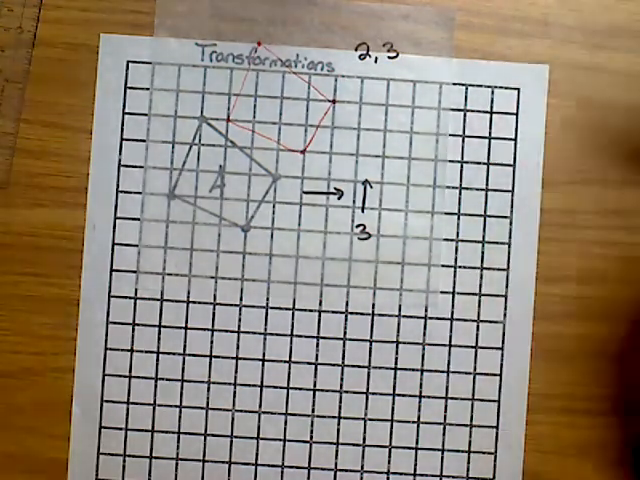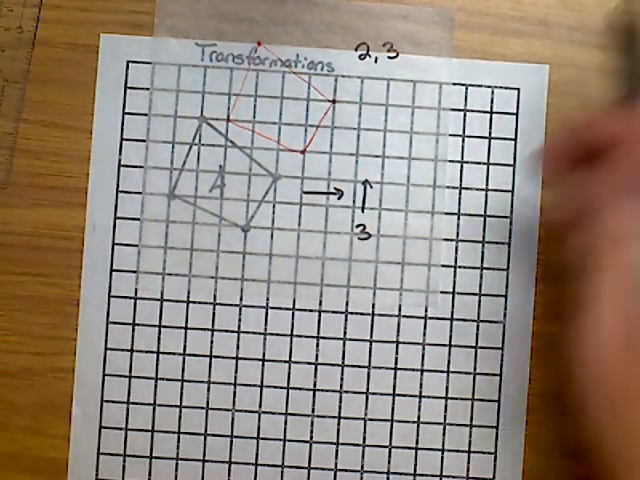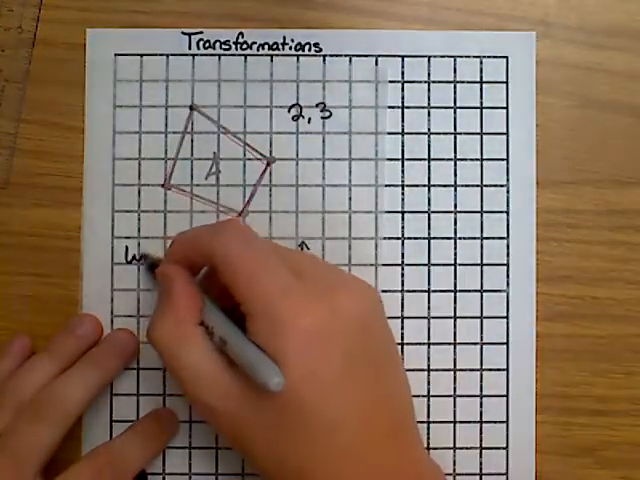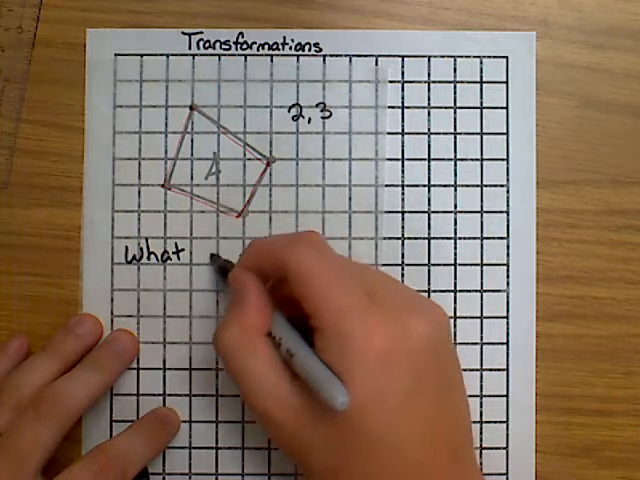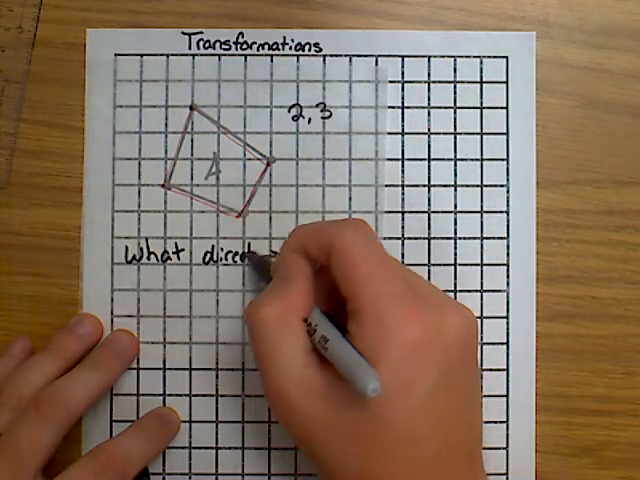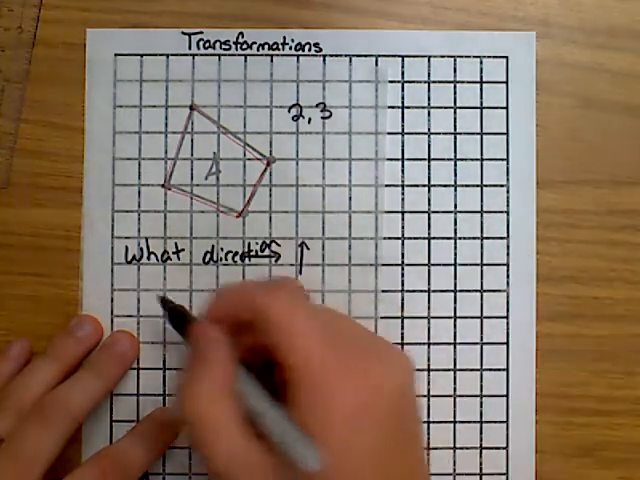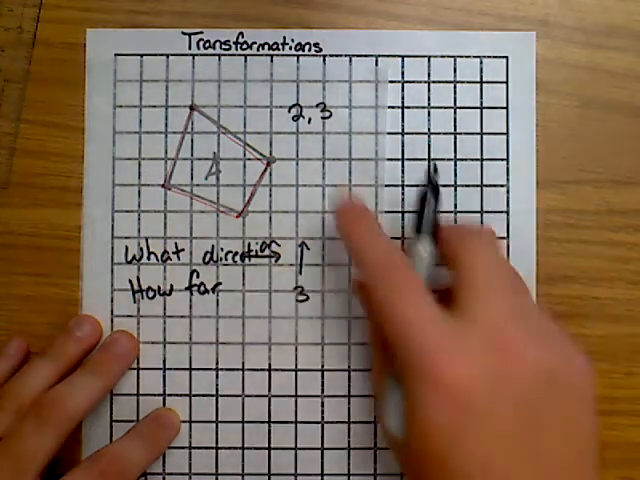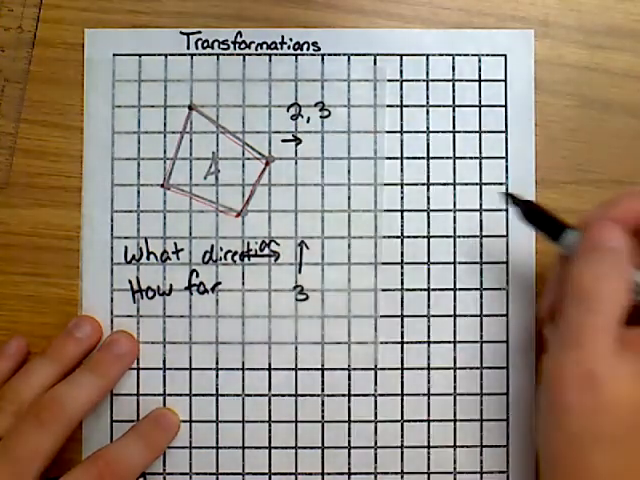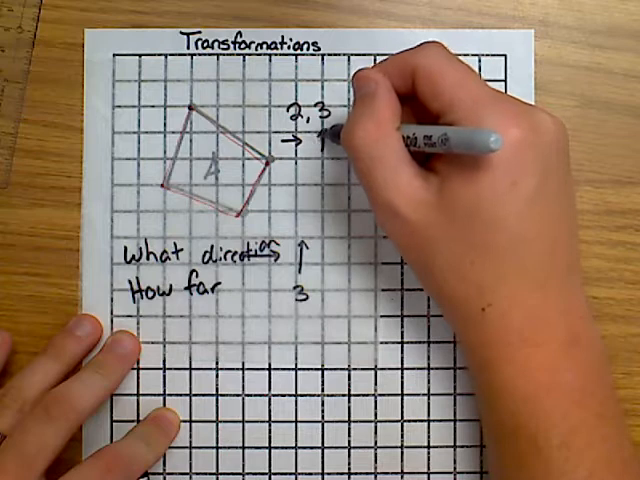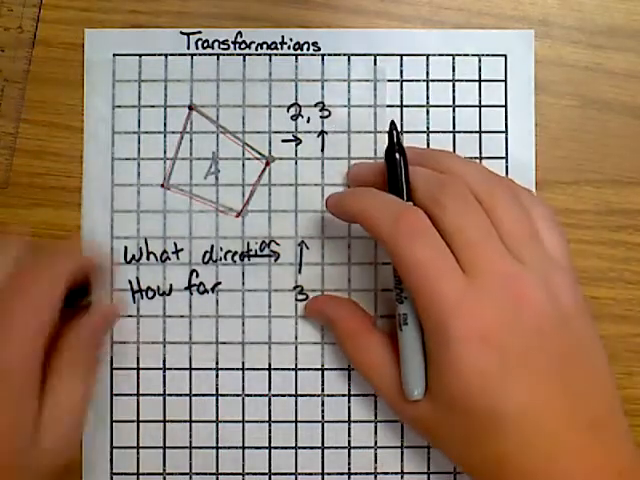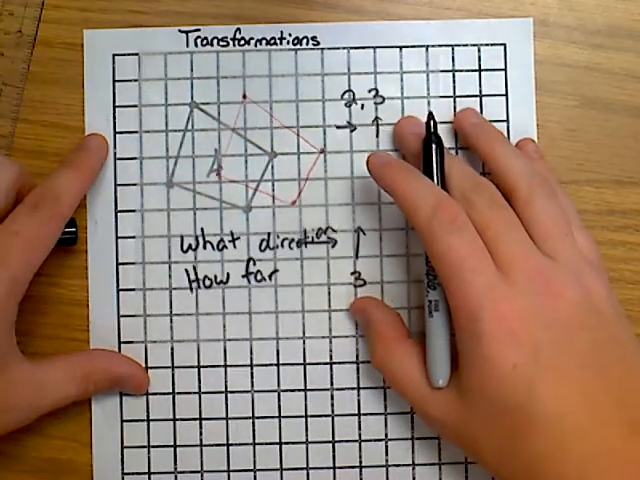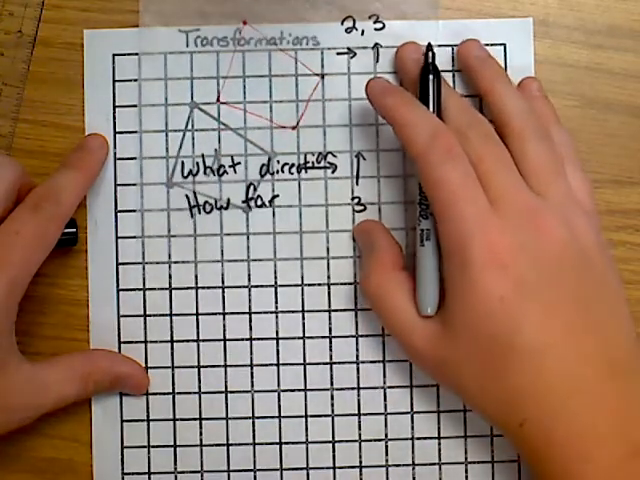So a translation slides. And the two things you need to know for a translation: what direction, and the next one is how far in that direction. So my first direction is right. My second direction is up. Now I need to know how far. So I go to the right 2. 1, 2, up 3. 1, 2, 3.